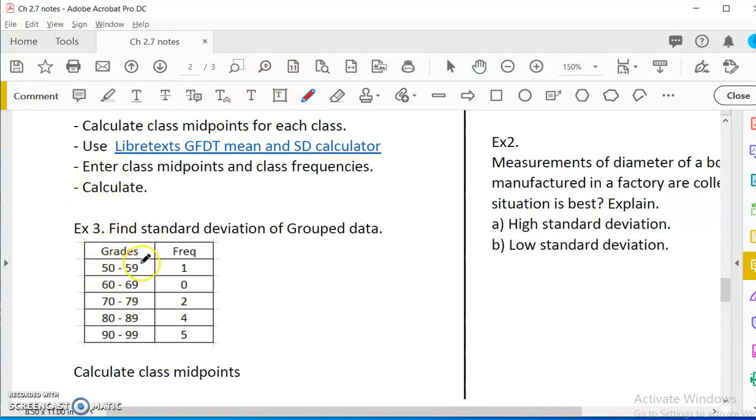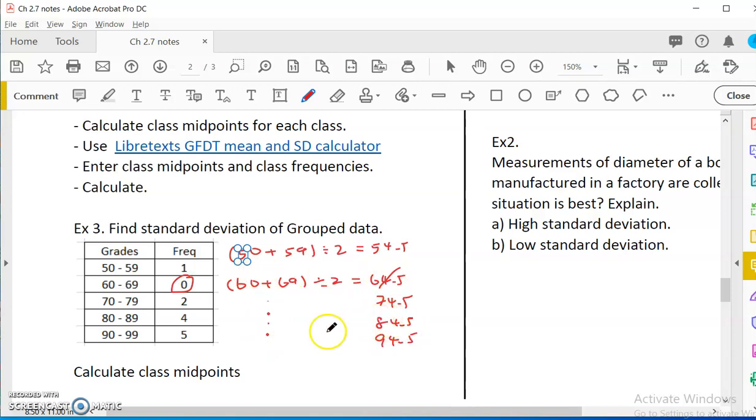To do that, we assume that the data is actually the middle of the class. So you want to find the midpoint of 50 to 59. You add the two numbers, the upper and lower limits, and divide by 2. So that would be 54.5. The second one would be 60 plus 69, divided by 2. So that's 64.5, etc. So I should have 74.5. Well, actually, this one I don't need because the frequency is 0. Then I have 84.5.